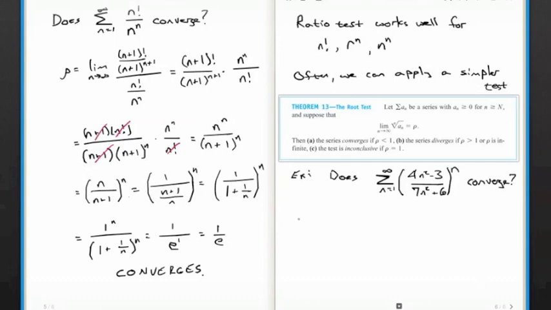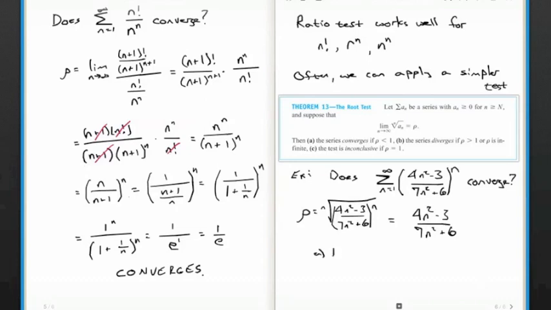Well, let's define rho as the nth root here. So that becomes the nth root of this whole thing, 4n squared minus 3 over 7n squared plus 6, to the n. Well, that one seems obvious. We're taking this raised to the nth power, so it seems obvious to take the nth root. This becomes 4n squared minus 3 over 7n squared plus 6.